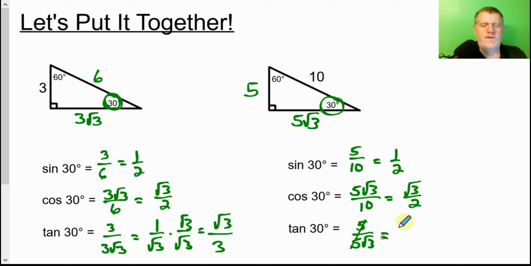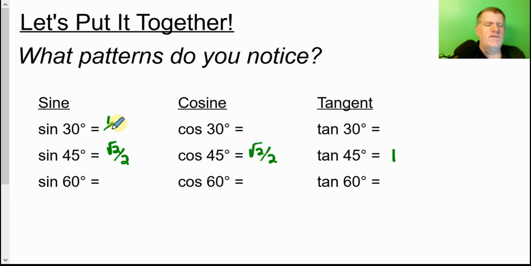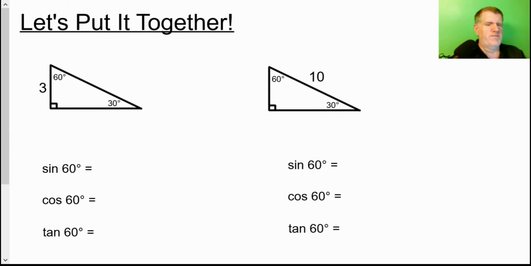Will that happen here as well? Sure it will. We have 1 over the square root of 3. Square root of 3 on top, 3 on the bottom. So look at that. The sine of 30 is always 1/2. The cosine of 30 is always the square root of 3 over 2. And the tangent of 30 was the square root of 3 over 3. Looking for patterns, always, because that's what mathematics is, the study of patterns.